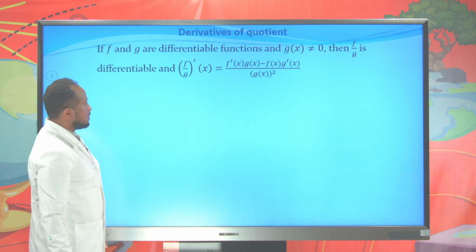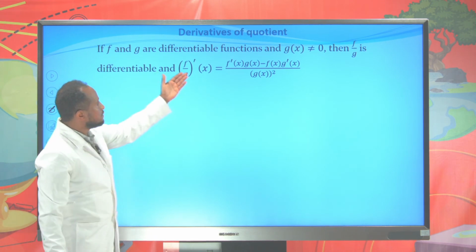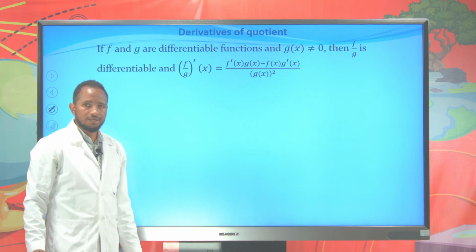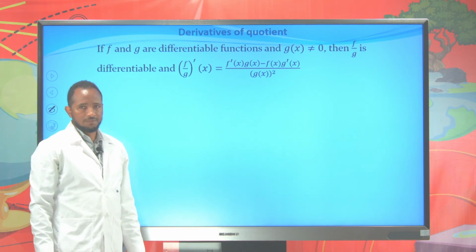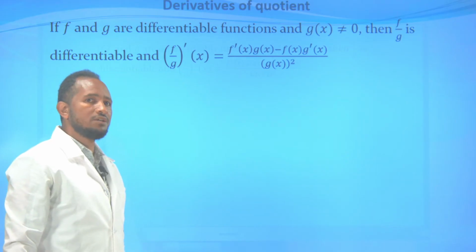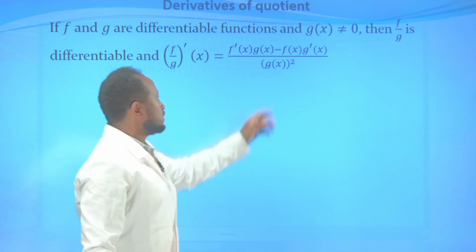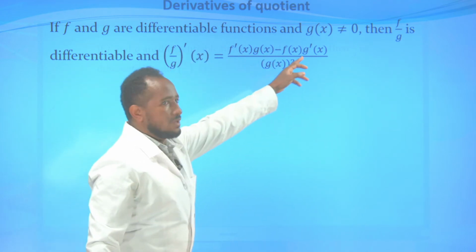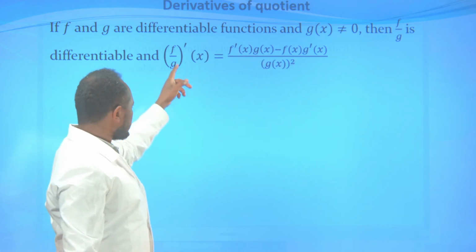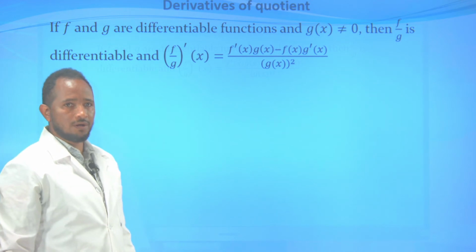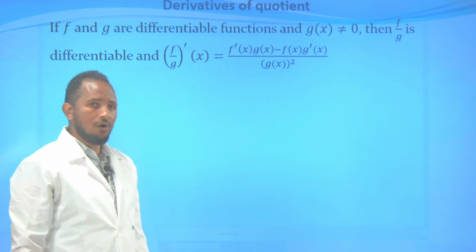Now let's see the next part. If f and g are differentiable functions where g of x is different from 0, then f over g is differentiable and its derivative is equal to the derivative of the first function times g of x, minus f of x times the derivative of the denominator, divided by the square of the denominator, g of x squared. Now let's see the proof of this.